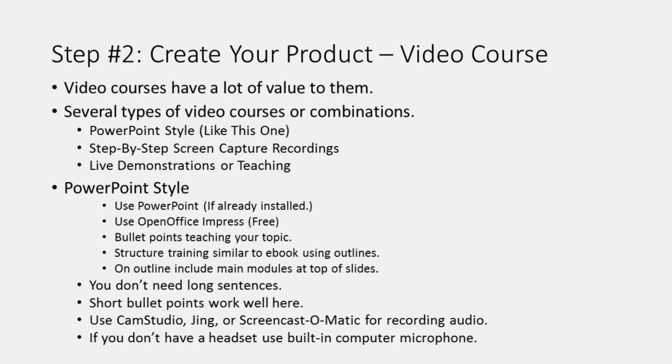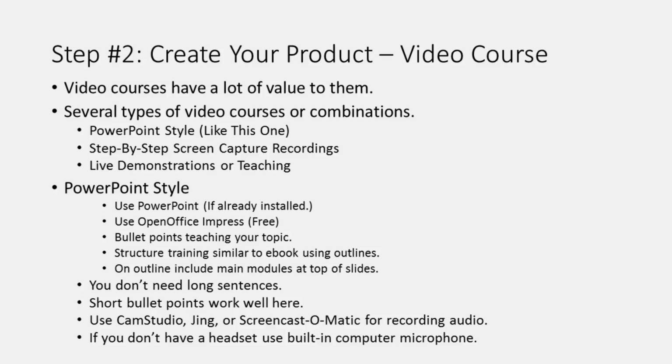We already touched on that as well. So bullet points teaching your topic. You want to structure your training similar to the outlines that we did, like if you were doing an ebook. In your outline, include your main modules at the top of the slide. So whatever module you're covering, if it's budgeting, for example, you would put budgeting at the top of your slide, list out your bullet points, and then there's your topic. And then you can speak to that. And if you wanted to transcribe that later, you could have an ebook to offer with your video. So you could package it together.